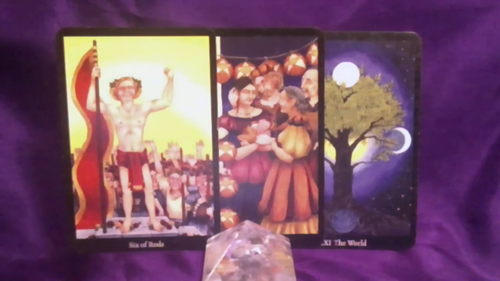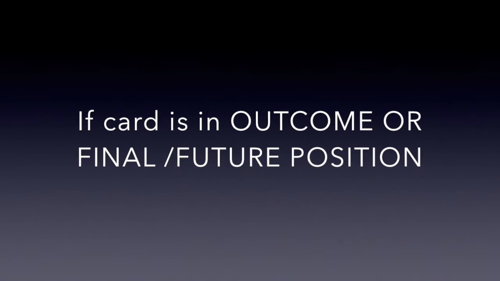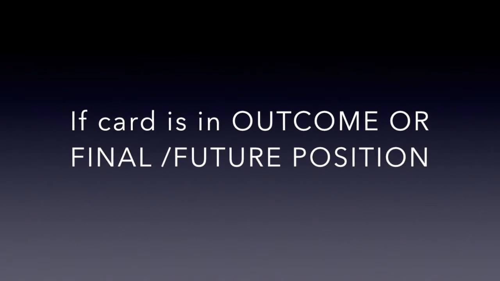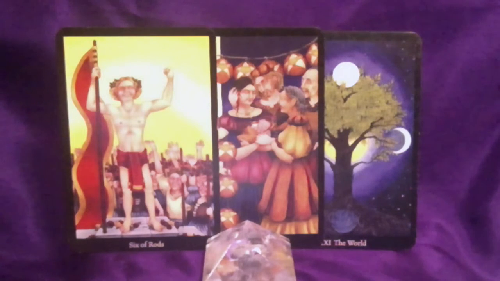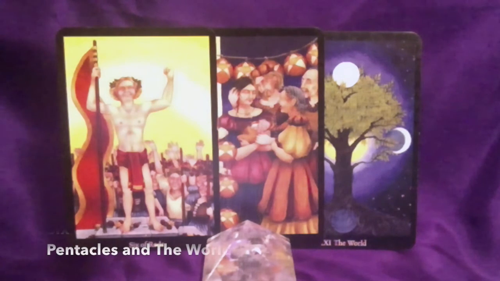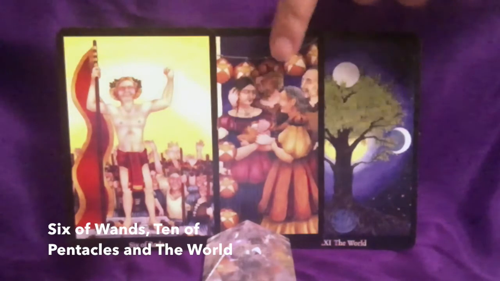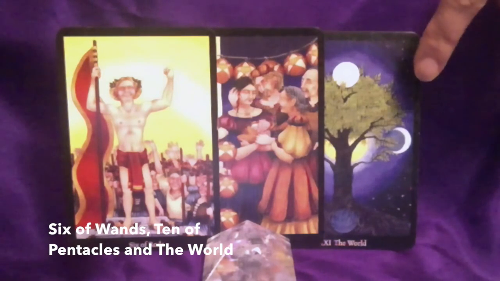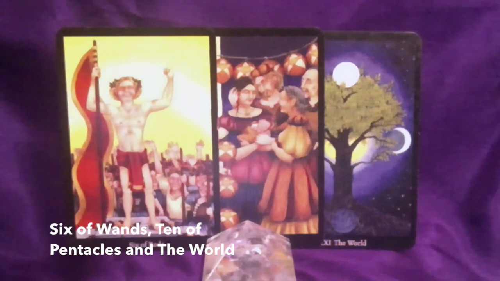The first example I want to talk about is when a card shows up in an outcome, final, or future position in a card spread. There are certain cards that lend themselves very well to being an outcome in and of themselves. I've given a few examples here: the Six of Wands, Ten of Pentacles, and the World card. This is the Anna K Tarot, but I'll put the names below because I know you can't read all of them because of the crystal in front of it.